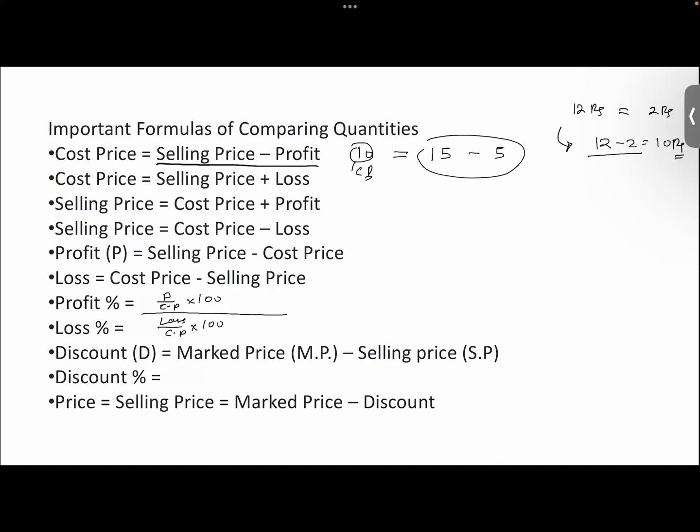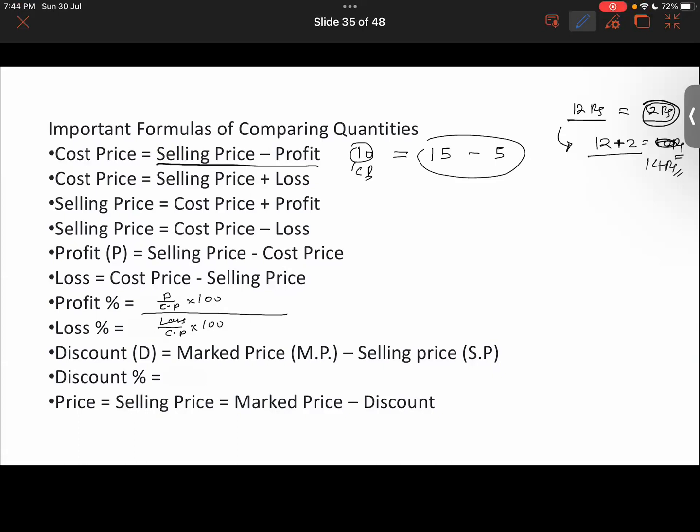Cost price equals selling price plus loss. Now the selling price is 12 rupees and there is a loss of 2 rupees on it. So the cost price initially was 14 rupees, and I'm selling it at a loss of 2 rupees here. So that's how you calculate cost price. Getting it, guys? Yes, sir. And in the same manner, you can calculate selling price in terms of loss and gain as well.